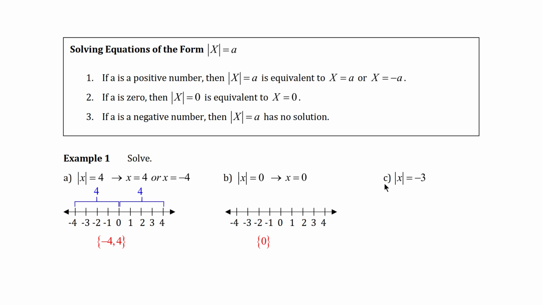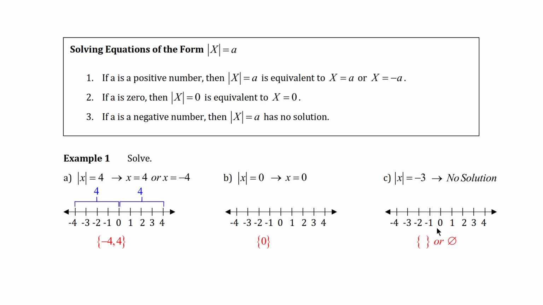Moving on to part C, we have the absolute value of x equals negative 3. Now for this problem, we apply rule number 3, where if a is a negative number, then the absolute value of x equals a has no solution. So for the absolute value of x equaling negative 3, this has no solution. Next, we write our final answer using curly brackets with nothing inside, or we could use a circle with a diagonal line going across.